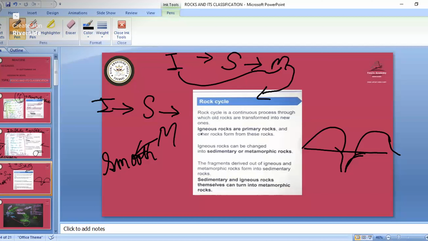They did not ask about the igneous rocks. They asked about the primary rocks. So don't get confused. Primary rocks is also known as igneous rocks. Igneous rocks can be changed into sedimentary or metamorphic rocks. The fragments derived out of igneous and metamorphic rocks form into sedimentary rocks, and sedimentary and igneous rocks themselves can turn into metamorphic rocks. So that is the rock cycle.